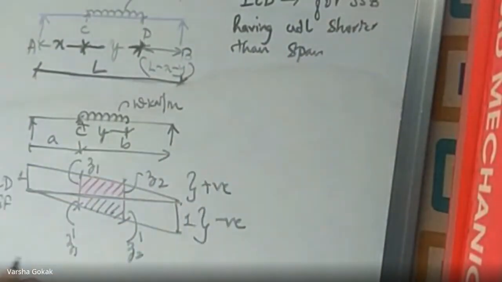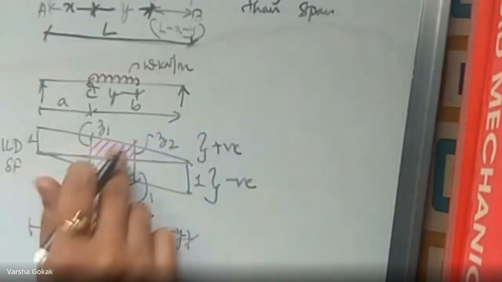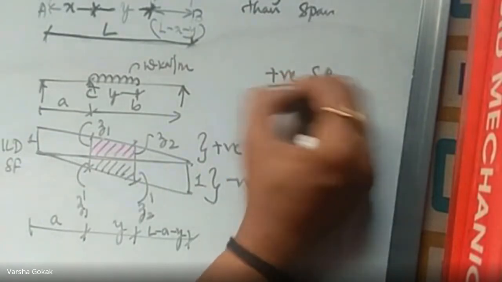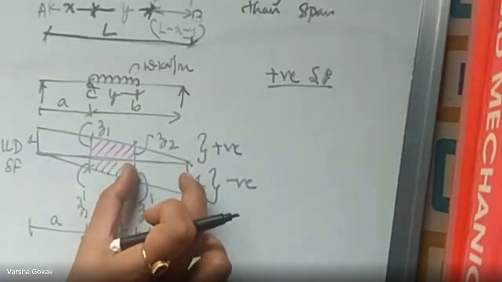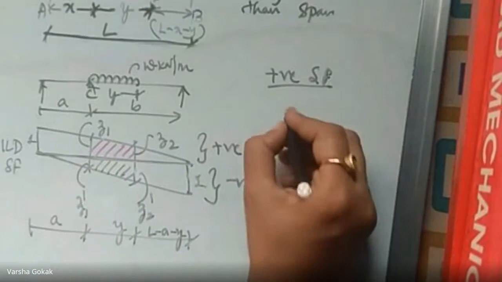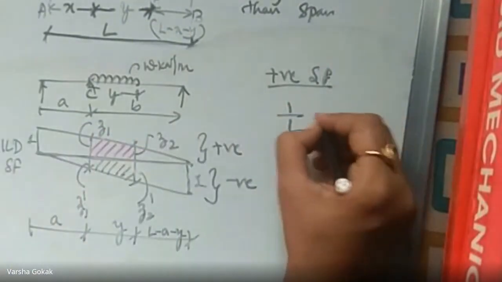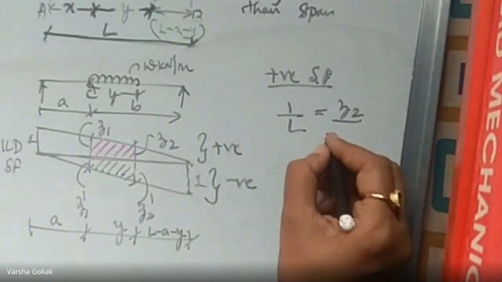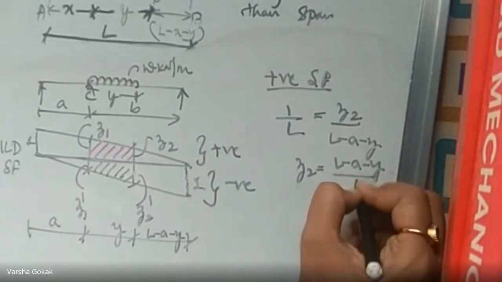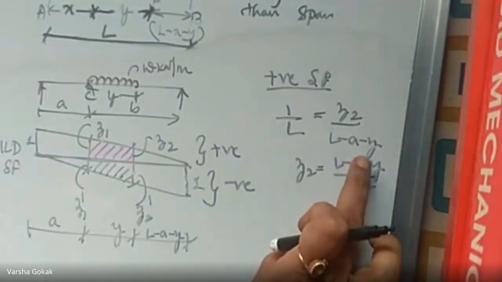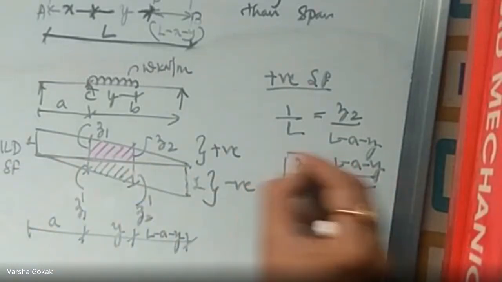So if I want to find Z1, what are the lengths? This length is A, this is Y, and this fellow is going to become L minus A minus Y. Correct? So in the first one, for positive shear force, when I'm dealing with the positive shear force, I will put Z2 divided by this will be equal to 1 divided by L. So I write 1 divided by L is equal to Z2 divided by L minus A minus Y, or Z2 is going to be (L minus A minus Y) by L. Z2 will be this remaining distance divided by L. So we found the value of Z2.